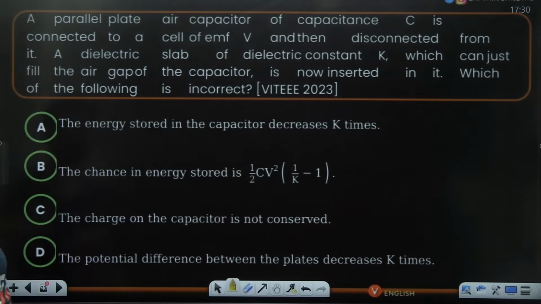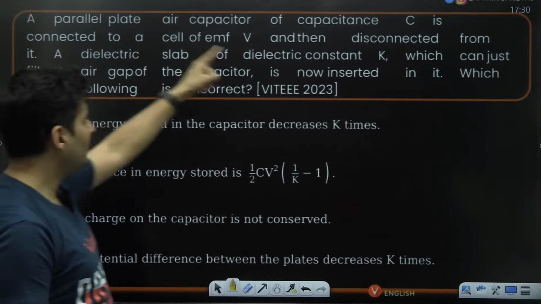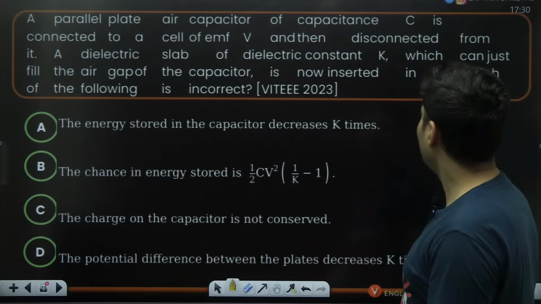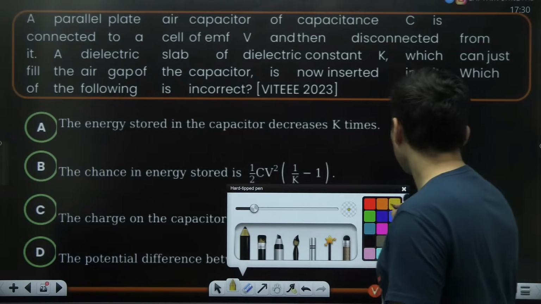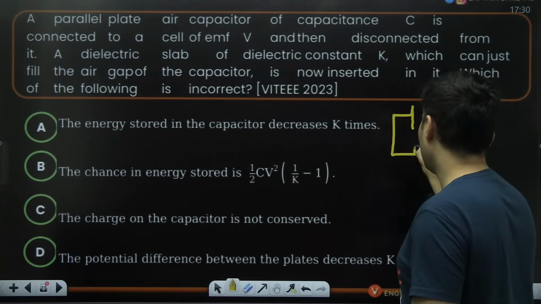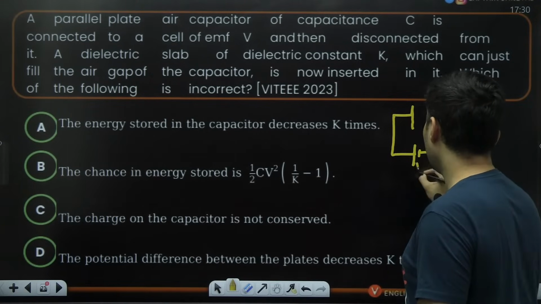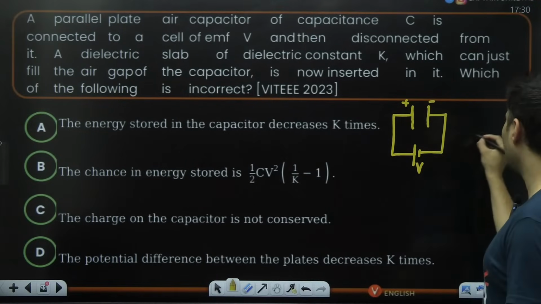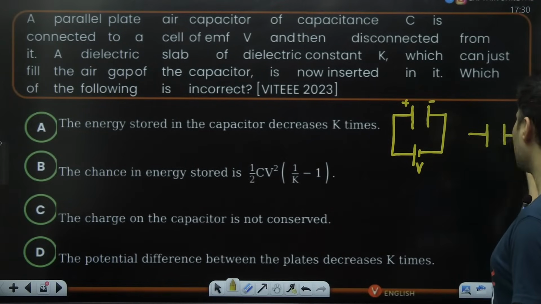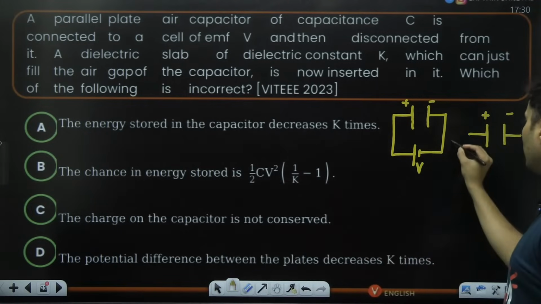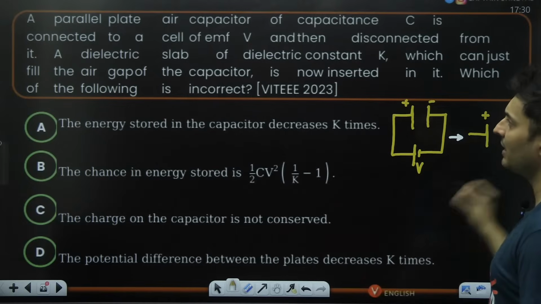Okay, this is a VITEEE 2023 question. There is a parallel plate capacitor and it is connected to a battery and then disconnected from it. So just imagine there is a parallel plate capacitor and you're connecting it to a battery. Obviously, this will be positively charged, negatively charged. If you disconnect it from the battery, still those charges will be there, because the charges have nowhere to go. You have just disconnected it.